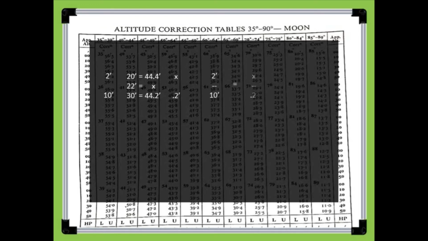We can now make an equation, which is 2 minutes divided by 10 minutes is equal to x divided by 0.2 minutes. Cross multiply, we will have x multiplied by 10 minutes is equal to 0.4 minutes. Transpose, we derive the formula x is equal to 0.4 minutes divided by 10 minutes. The result is x is equal to 0.04 minutes. It is noticeable that the apparent altitude correction value is decreasing. Therefore we will subtract the x value from 44.4 minutes.